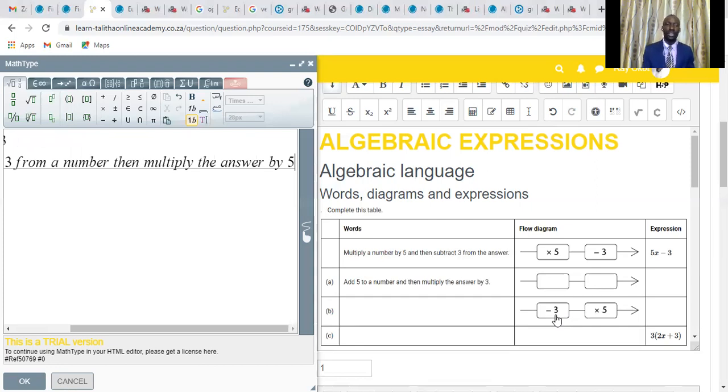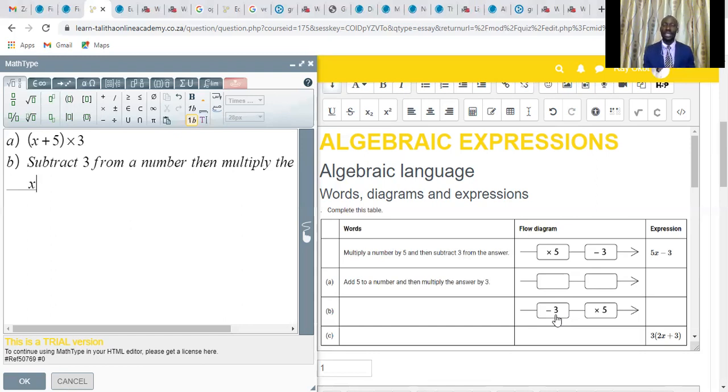So what would the expression be then? Well, the expression would be thinking of a number first. When you think of a number like x, we are supposed to subtract 3 from this number. And so when we subtract 3 from the number, what we get is x minus 3. Now it makes sense if we put it inside the bracket.